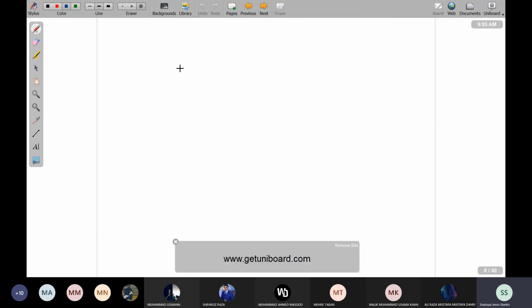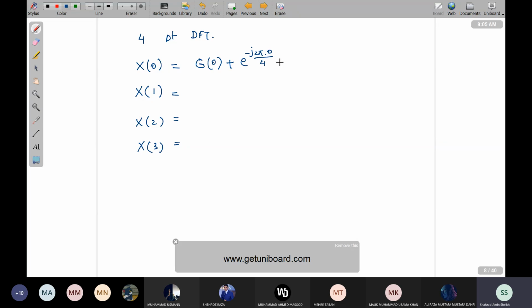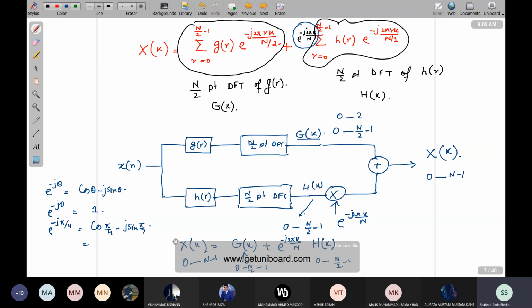Suppose I am after 4 point DFT. X of k जो है मेरा, I have to get X of 0, I have to get X of 1, I have to get X of 2, I have to get X of 3. Now X of 0 is what? G of 0 plus e raised to power minus j 2 pi into 0 divided by 4 into H of 0. Okay, this was defined because this is between 0 to 1.